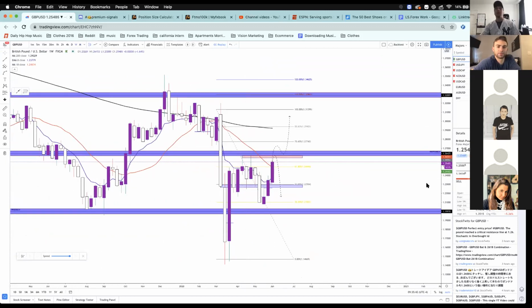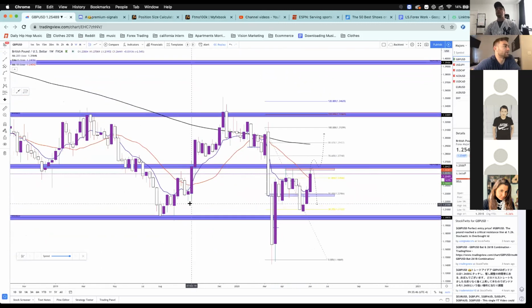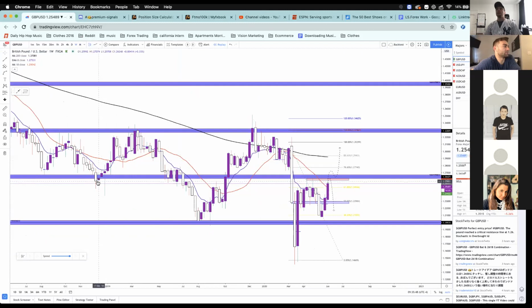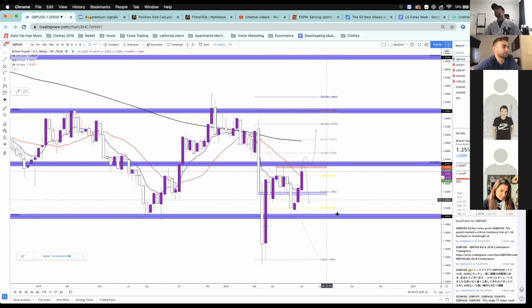Weekly time frame, we are looking at a downtrend. So we broke this low, made a new low, made this lower high, retested this low. Now we are just within this area, looking for our next push to the downside. So weekly time frame, we are bearish.